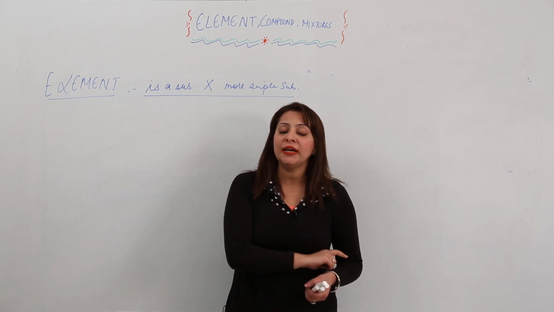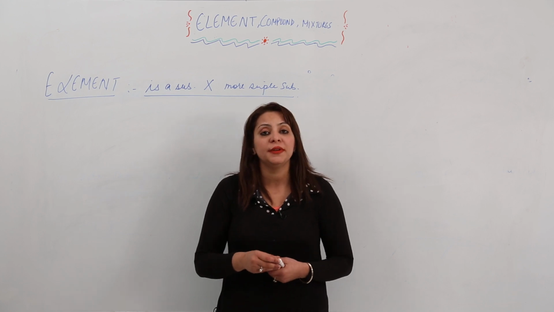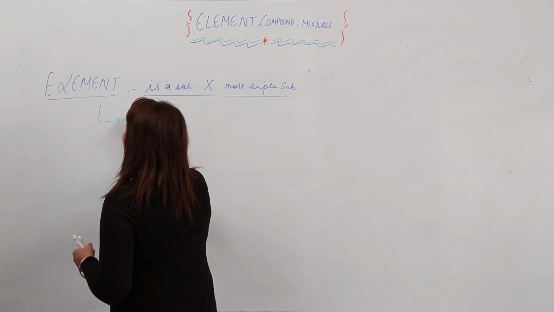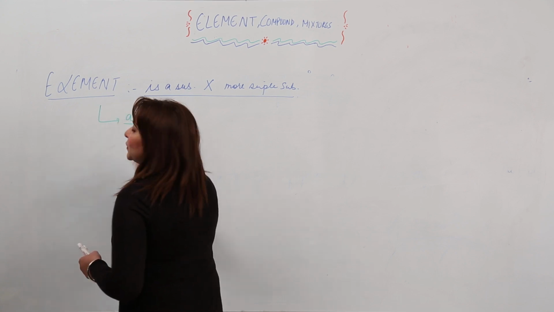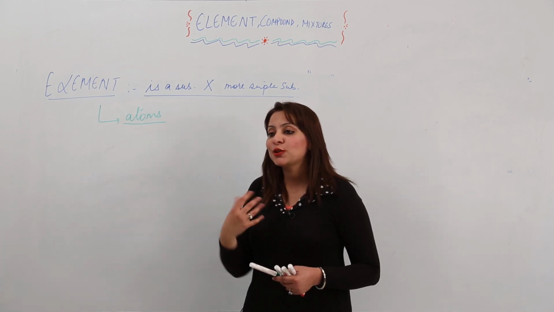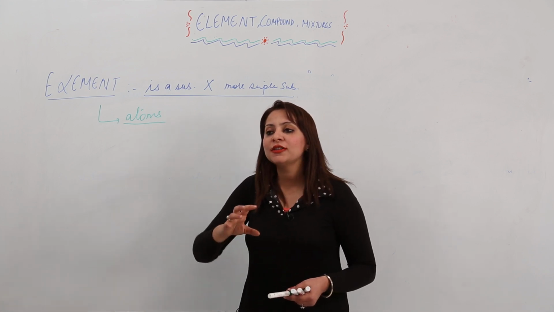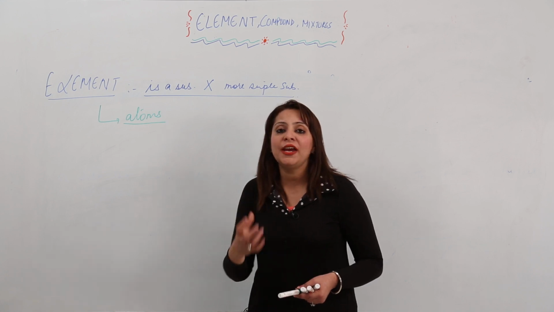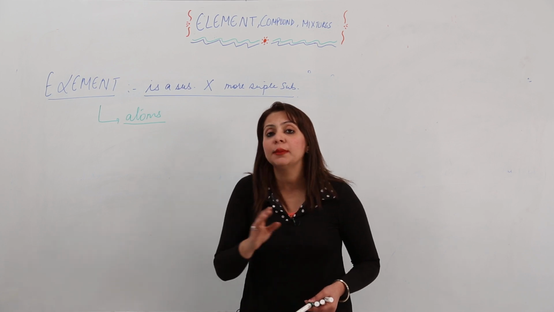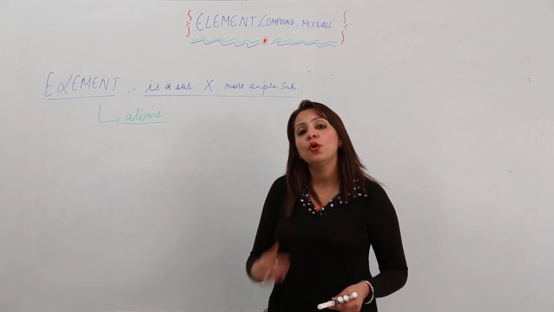Now the question must be striking in your mind: why can't this element be broken down into a simpler substance? The reason is that element is made up of atoms, and the atoms are the smallest particles. We do have subatomic particles, but when we are talking about element, compound and mixture, we talk only till the atom, because those subatomic particles get changed. Whenever we are talking about the element, we will take into consideration only the atoms, not the subatomic particles. So element is a substance which can't be broken down into simpler substances.